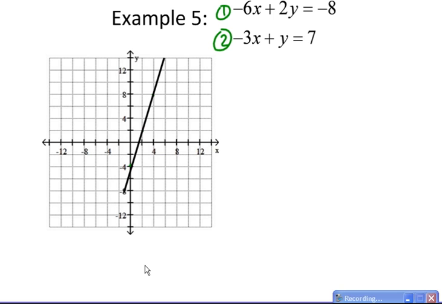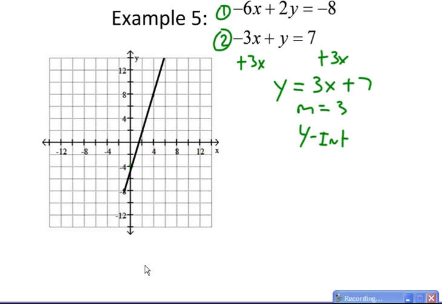So we're going to work on number 2 now. -3x, so I'm going to add 3x to both sides. I get y is equal to 3x plus 7. So again, the slope is 3, and the y-intercept is equal to 7. All right, let's look at +7. The y-intercept's +7, so it's right here in the middle.